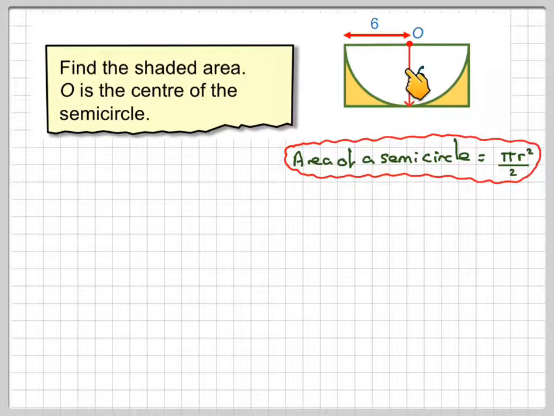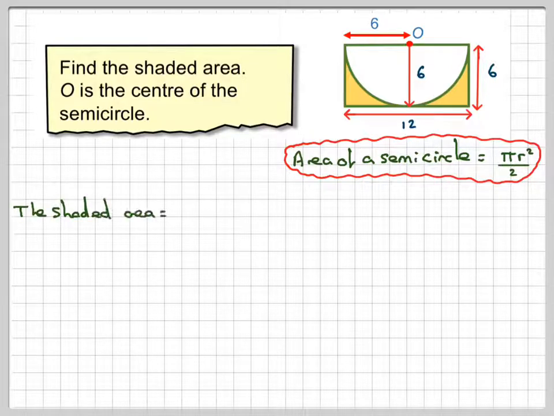This distance is also 6 because it has to be the same as the radius of the circle. So that means this distance here is 6 on that rectangle, and this length here has to be 12, because if this is 6, then this is also 6, it's the radius, so this is 12.